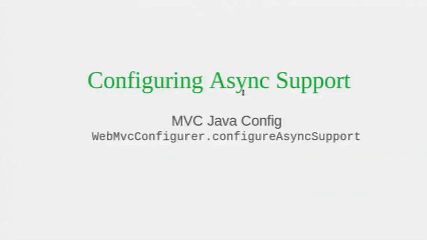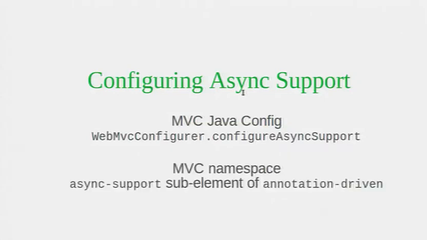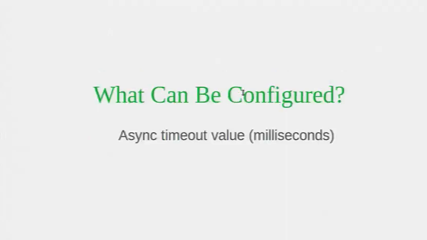Then we have support for configuring all of this, and that's something you can do through the MVC Java config. How many are using the MVC Java config? Just a show of hands. Oh, we got a few hands here in the front. MVC namespace? Okay, a few hands as well. So with the MVC namespace, you have an async-support sub-element of annotation-driven, and you have a similar method, configureAsyncSupport, in the MVC Java config. So you can just go from there, and that will tell you what the options are.